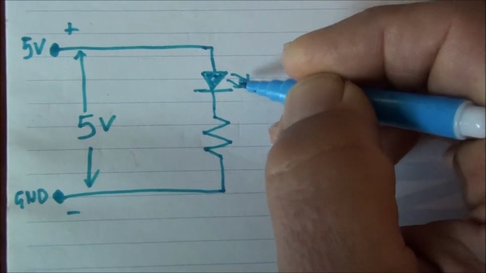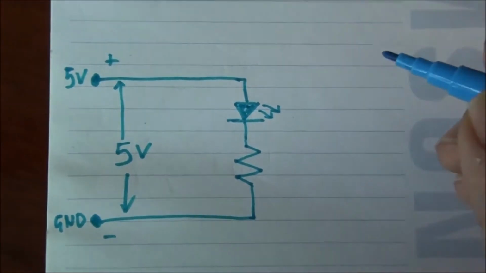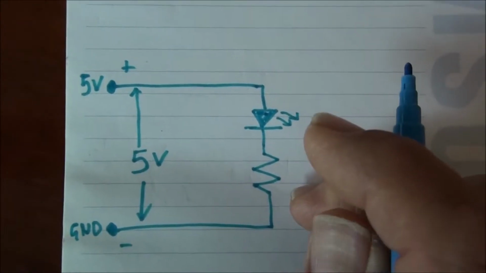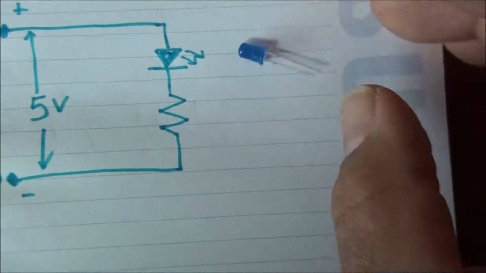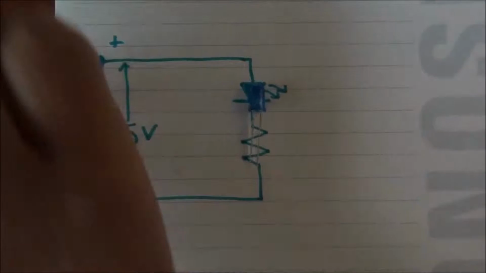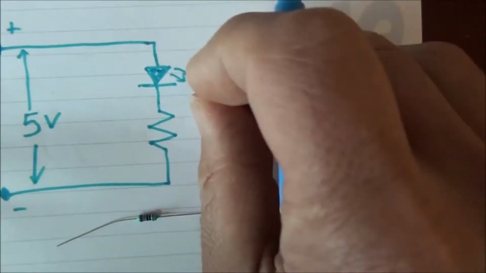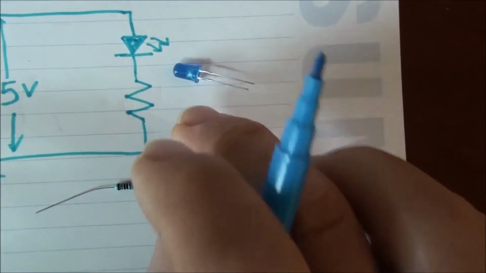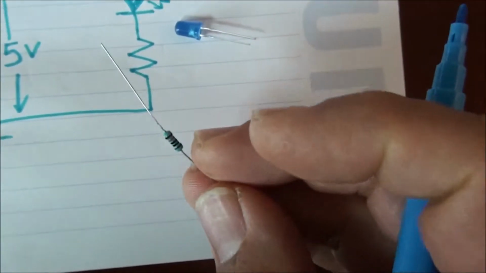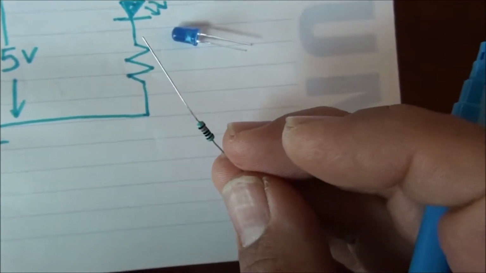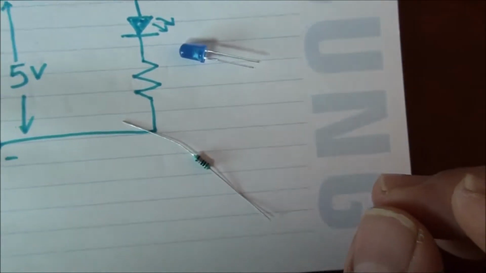Okay, negative, positive. So what we need to do now is, I've chosen my LED, which is a blue one. And I need to work out how to control the amount of current going to my LED so we don't burn it out, or we don't give it enough current. We need to make sure that this thing here is the right resistance in ohms. So let's do some calculations.